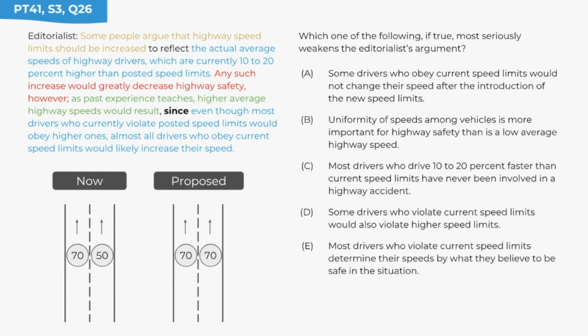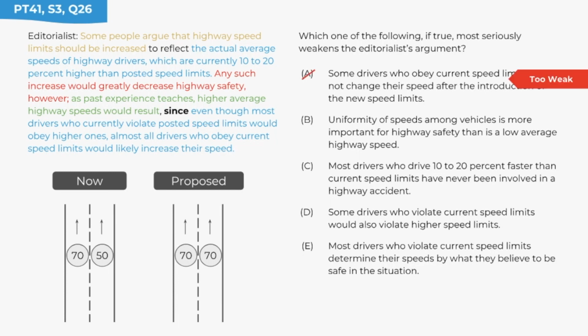Answer choice A is consistent with that last statement. It says almost all drivers who obey current speed limits would likely increase their speed. That doesn't mean that everybody would. That leaves room for answer choice A to be true without undermining the argument. So answer choice A is simply too weak to impact the argument since it fits within the original evidence.